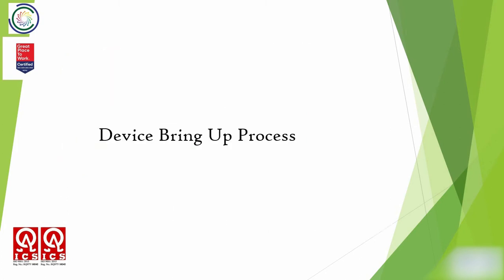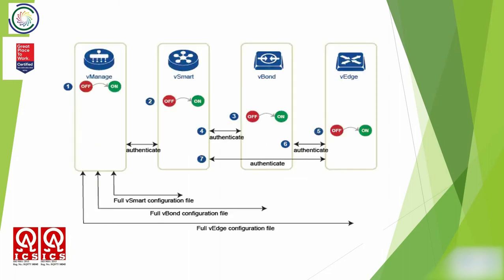Device bring up process. After you perform the basic configuration of the controllers, you log into the graphical user interface of the vManage, and here you can add the controllers. You can add vSmart and vBond in any order. After you add the controller in the vManage, vManage will issue a certificate to the given vSmart or vBond and authenticate the given device. After authentication, a management communication is established between the vManage and vBond or vSmart. Again, repeat the same step for another controller.